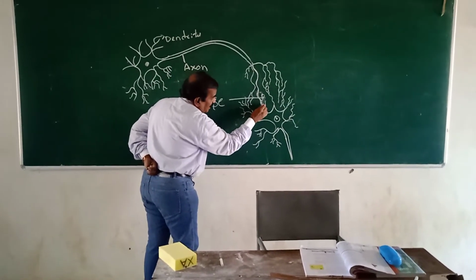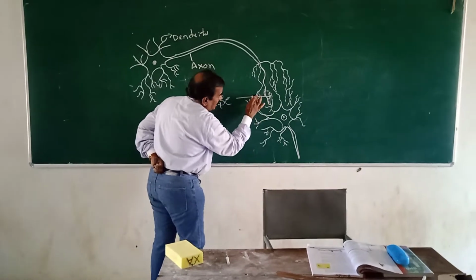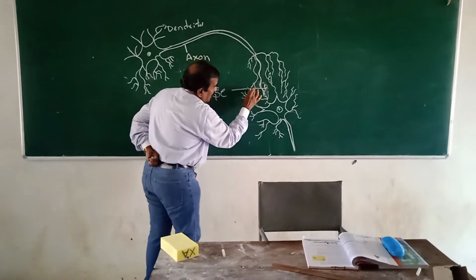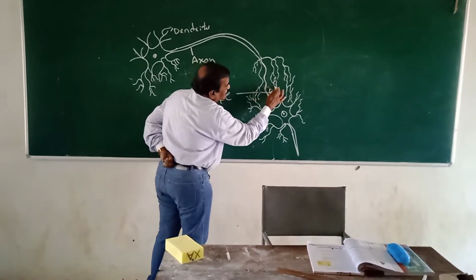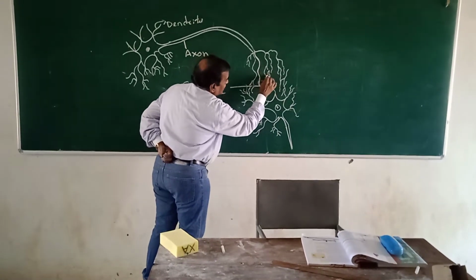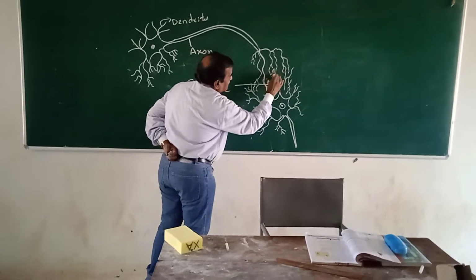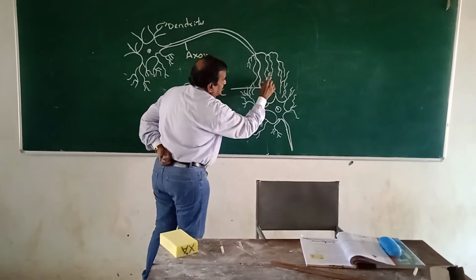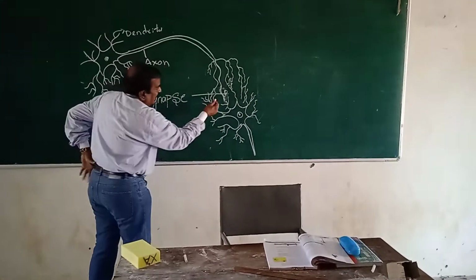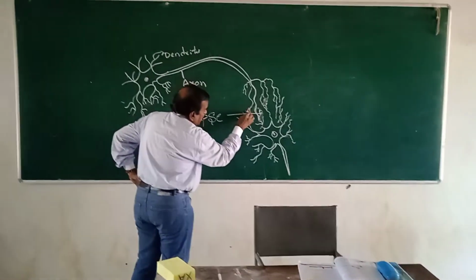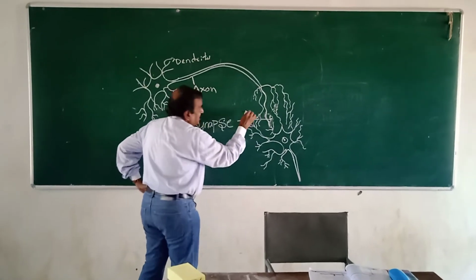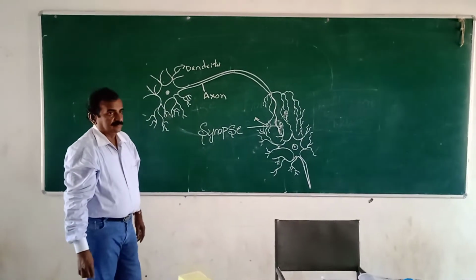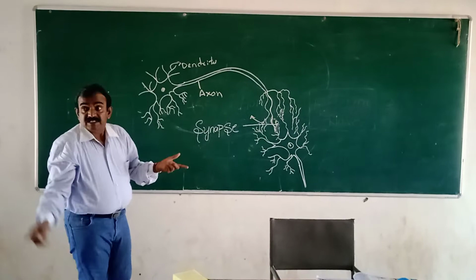There is a gap, a small gap. Like that, you see many gaps. And all of them are not connected directly. They are not connected directly. And you see, friends, there is some gap. And this gap is called a synapse. So what is a synapse?